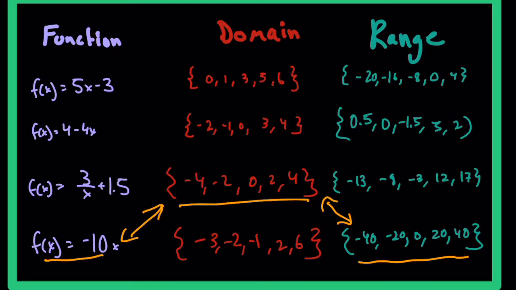Now we have 3 over x plus 1.5. Again, this is the only one that has that 1.5 aspect to it, so I'm already pretty sure that this one's going to go with this one right here. Now I just simply need to find out which of these domains lend itself that way. So I could go ahead and plug in and test.